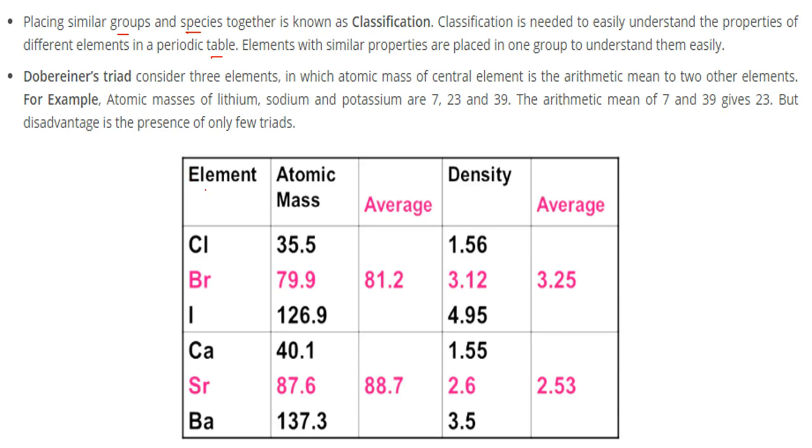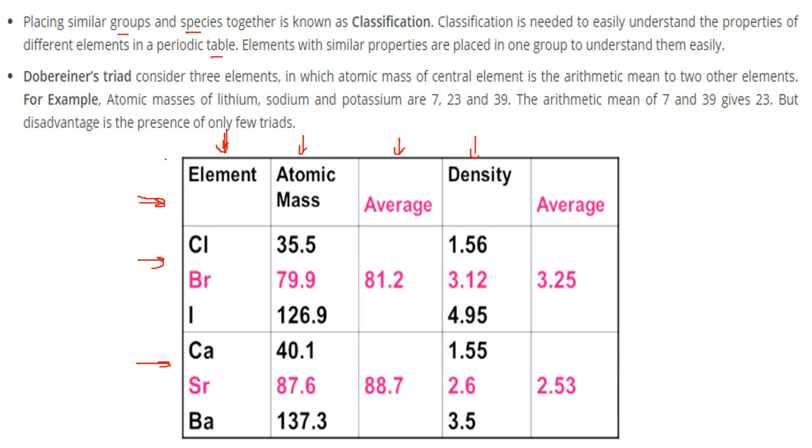So this is a kind of table, and these are the rows and these are the columns. So these columns were called groups, and the rows were called periods. So these are periods and these are groups.